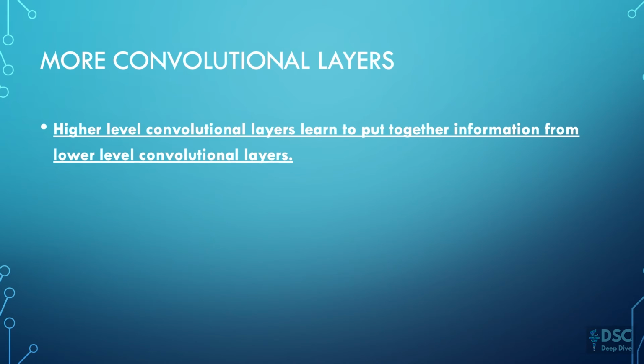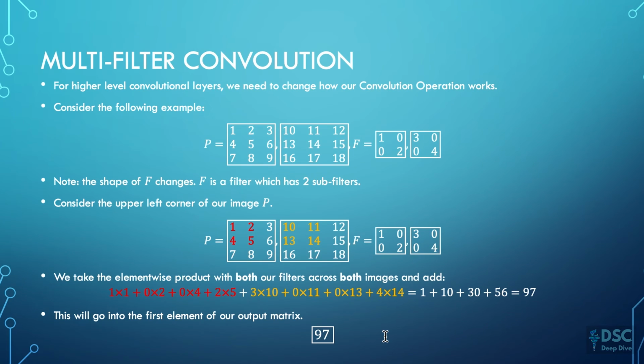Higher level convolutional layers learn to put together information from lower level convolutional layers. This property is key to understanding how CNNs learn to see things in the same way that we do. The input to this layer is now k different filters instead of a single image. We changed the way that we do our convolutions just a little bit. Instead of sliding a single filter over a single image, we slide k different filters simultaneously over our k images.